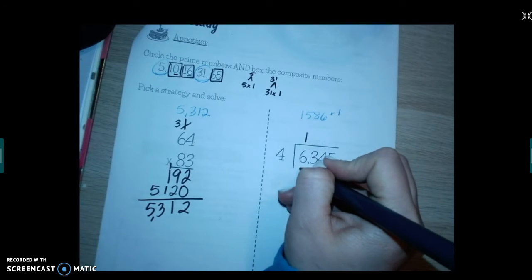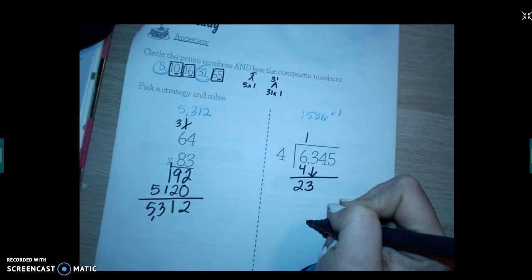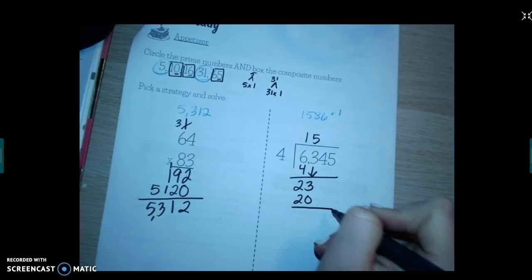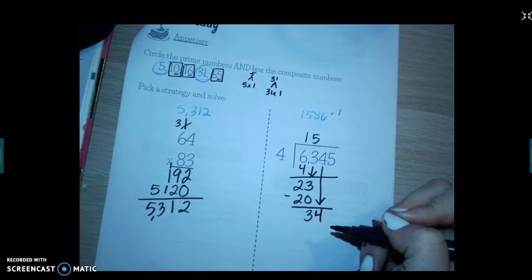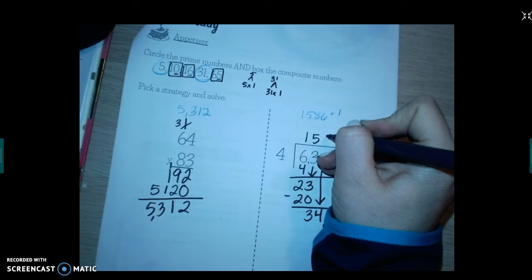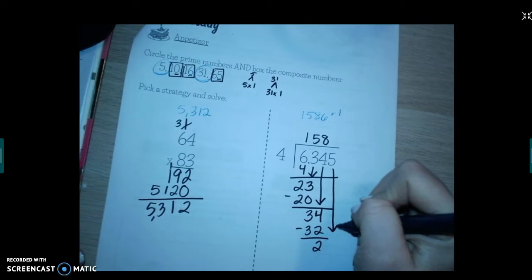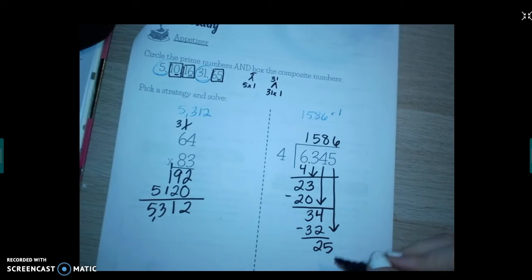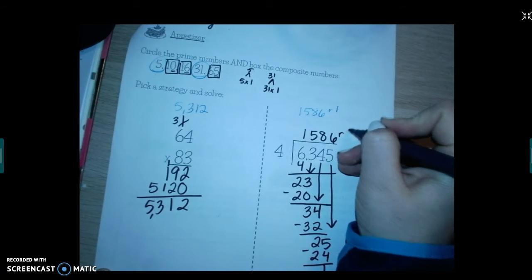Okay, for the long division, we have 4 goes into 6 one time without going over. 4 times 1 is 4. 6 minus 4 is 2. Bring down that 3. 4 goes into 23 5 times. 4 times 5 is 20. Subtract. Bring down the 4. 4 goes into 34 8 times. 4 times 8 is 32. 34 minus 32 is 2. Bring down the 5. 4 goes into 25 6 times. 6 times 4 is 24. The remainder of 1. It's going to be a remainder of 1 up there.